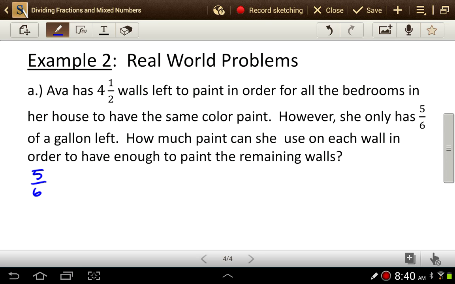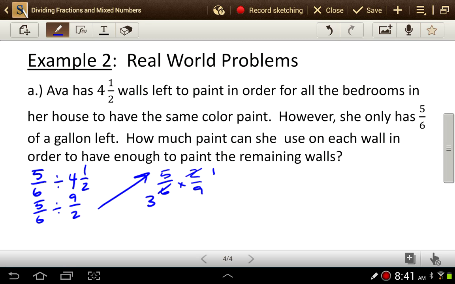So it's 5/6 divided by 4 1/2, which I'm going to rewrite as 5/6 divided by 9/2. 4 times 2 is 8, plus 1 is 9, which I'm going to bring up over here. 5/6 times 2/9. I'm going to look to see if I can cross cancel. I can. The 2 becomes a 1. The 6 becomes a 3. And now I can multiply. 5 times 1 is 5. 3 times 9 is 27. 5/27 of a gallon. That's how much each wall gets.